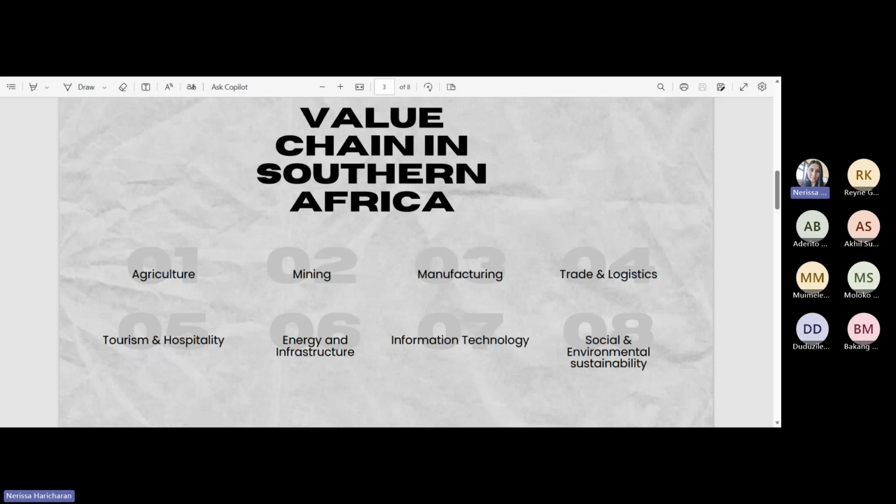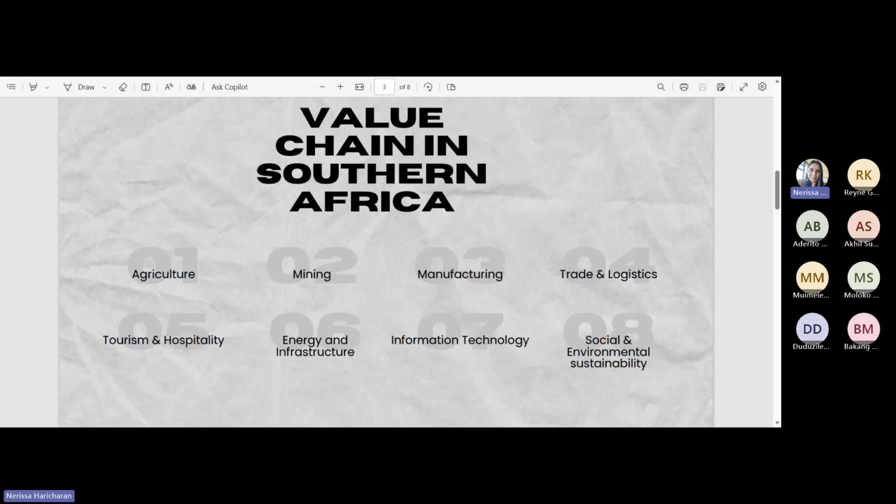So the logistics value chain, a lot of it has to do with transporting and warehousing, customs, freight forwarding, all the good things that basically come with facilitating trade and supporting economic growth, economic integration within the specific region that we operate in. Tourism and hospitality.